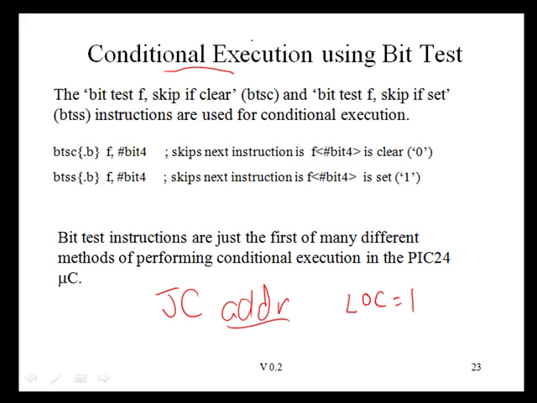There are many different ways to accomplish conditional execution in the PIC24 instruction set. We'll begin our discussion with these two instructions. One is called bit test skip if clear, the other is called bit test skip if set. Both of these instructions test a bit in a memory location F, and you specify what bit is being tested by a 4-bit literal. This instruction, bit test skip if clear, that's what the C stands for, skips the next instruction if this particular bit is clear, that is if it's equal to a 0. This instruction will skip the next instruction if that bit is set. This is bit test skip if set.